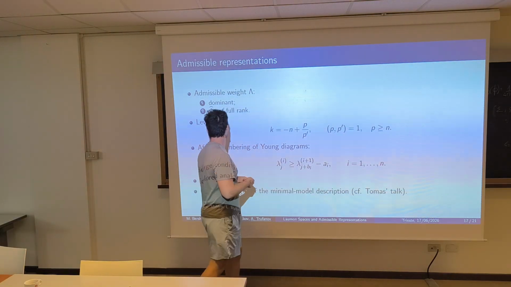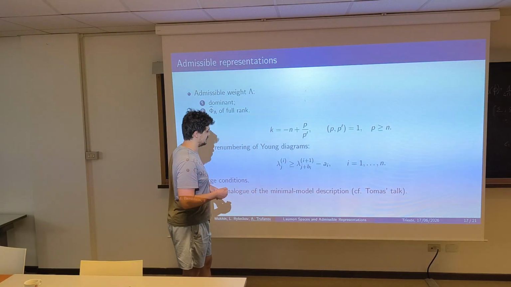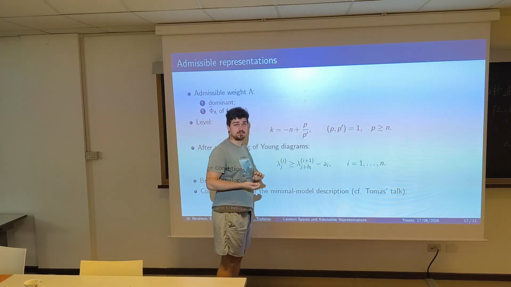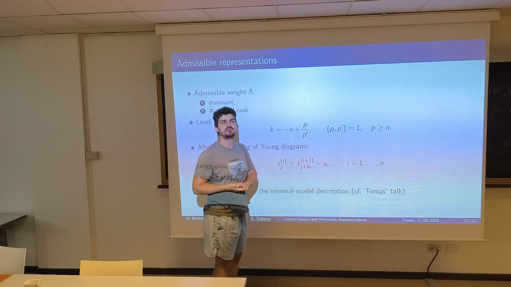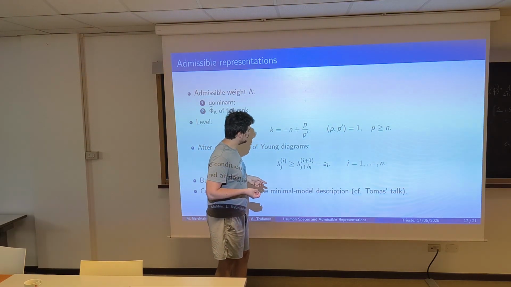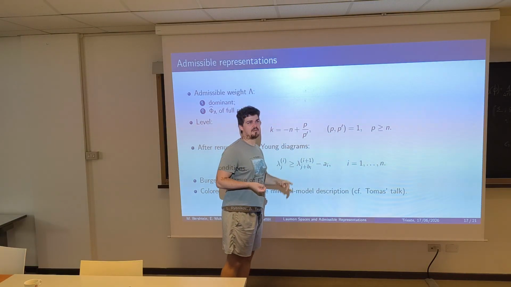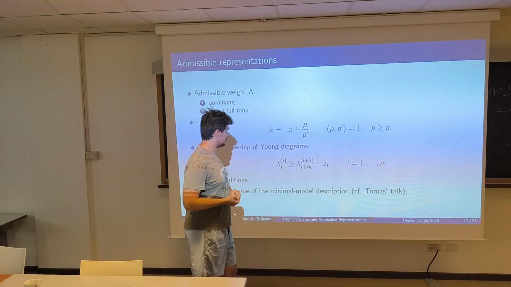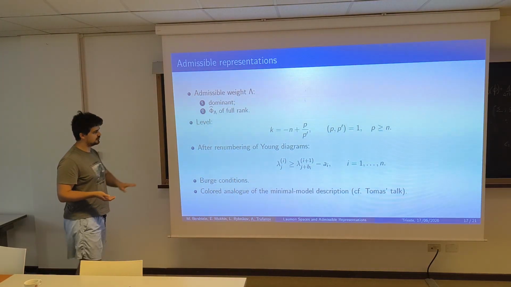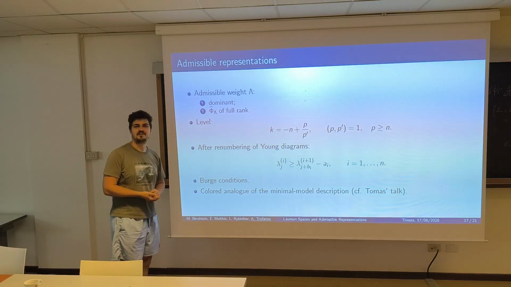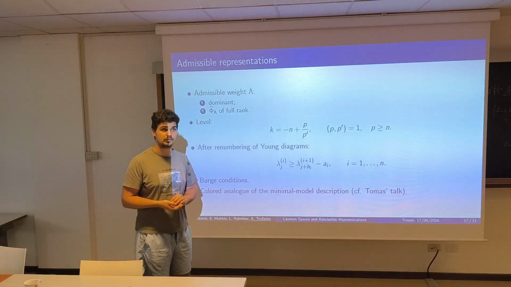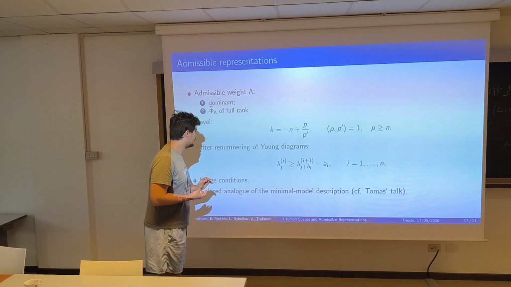All admissible representations are enumerated by a rational number, by p and p prime. Like minimal models, you should have such an association. And integrable models correspond to the case when p prime is equal to 1, when you don't have a denominator. If you like integrable modules, we also consider them, but for integrable this result was known. We will discuss it a little bit later.